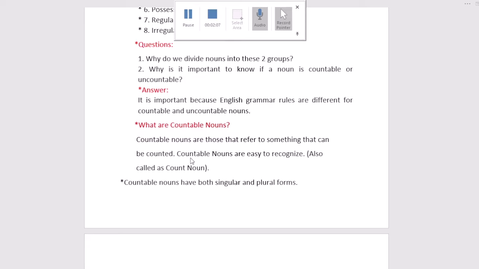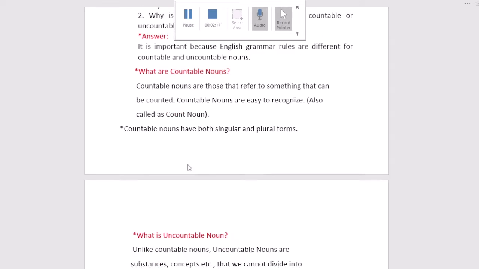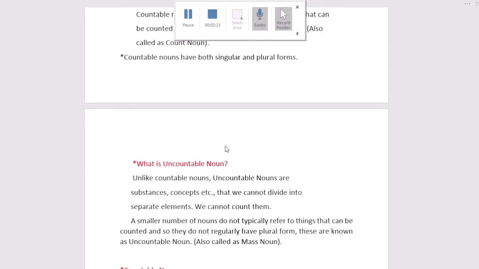They are countable nouns. And second point is, countable nouns are easy to recognize. They can be seen, they can be recognized. Okay, the countable noun ku innoru per enna? Count noun. Countable nouns have both singular and plural forms. ரெண்டுக்கும் என்ன இருக்கு? Singular form இருக்கு, plural form இருக்கு. It means that ஒருமை and பன்மை தமிழ்ல நம்ம சொல்றது.